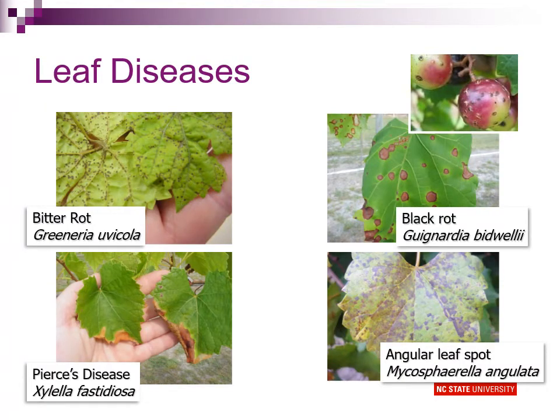Now, the leaf diseases are also mostly fungal pathogens. Bitter rot, black rot, and angular leaf spot are fungal pathogens of muscadine that can cause premature defoliation. And in the lower left corner, there's Pierce's disease. We'll say a little bit more about that.